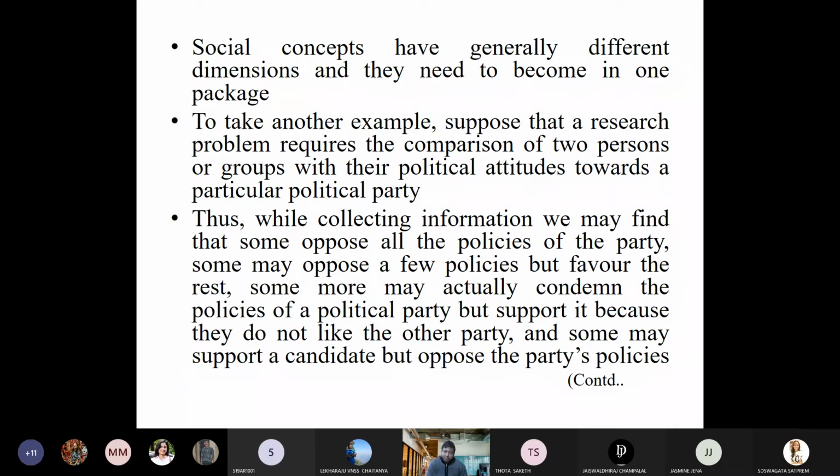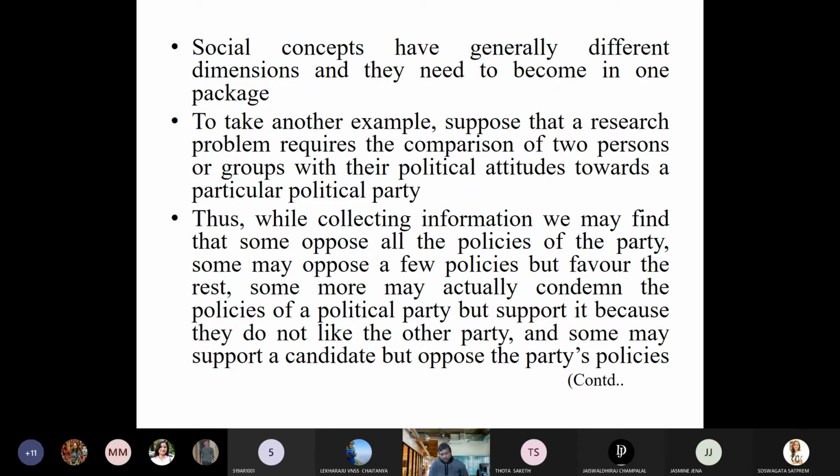Thus, while collecting the information, we find that some oppose all the policies of the political party and some may oppose a few policies but favor the rest. Some may actually condemn the policy of a political party but support it because they do not like the other party. Get my point? Suppose I may not favor the policies or the agenda of this party, but I have no option because I don't like the other party. And some may support a candidate but oppose the party's policies. Getting the point?